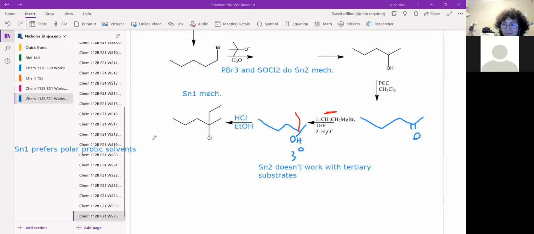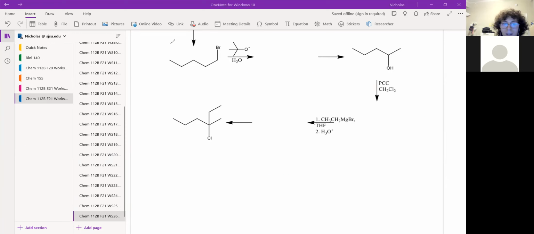Nicholas? I just had a quick question. Do you remember the reagents to add a Br or a Cl to a benzene? To a benzene, yeah. For that, if you're adding bromine, you would put Br2 as a reagent, and then FeBr3 as a catalyst. And if it's chlorine, it would be Cl2 and FeCl3.